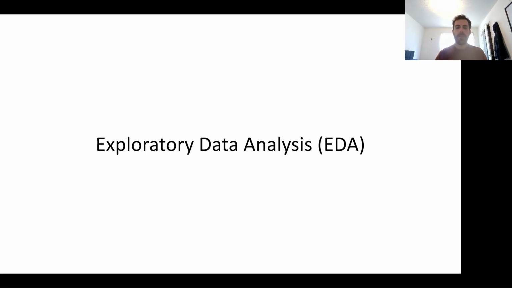So today's lecture is going to be on exploratory data analysis. And if you're unfamiliar with that, this is a process that takes place after you've received your data set, before you start to answer your research question. So you've received your data set, either you've collected it yourself or you've gotten it from someone else, and you just want to explore it. That's the whole idea behind EDA.